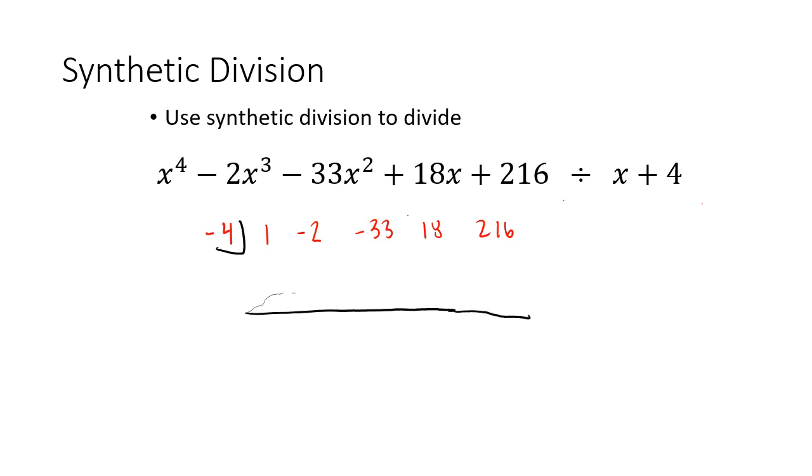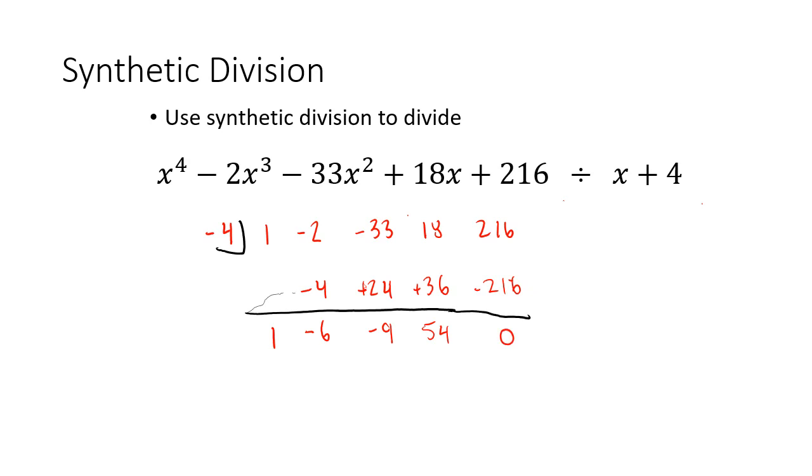And so we just keep going. So we start by bringing down the 1. Then negative 4 times 1 is negative 4. Negative 2 plus negative 4 is negative 6. Negative 4 times negative 6 is positive 24. So negative 33 plus 24 is negative 9. Negative 4 times negative 9 is positive 36. 18 plus 36 is 54. And then negative 4 times 54 is negative 216. So 216 plus negative 216 is 0.